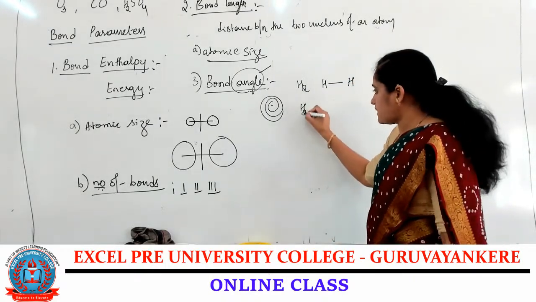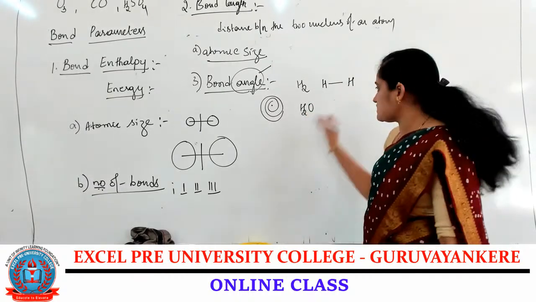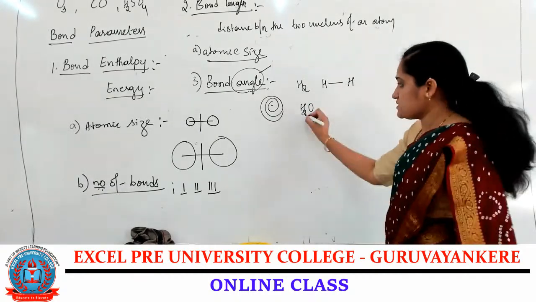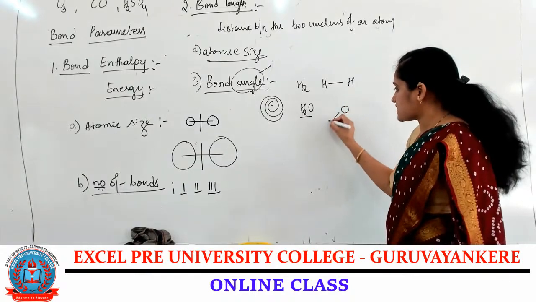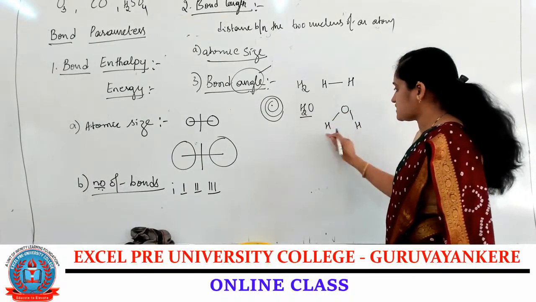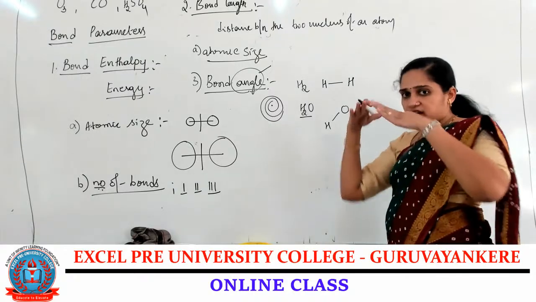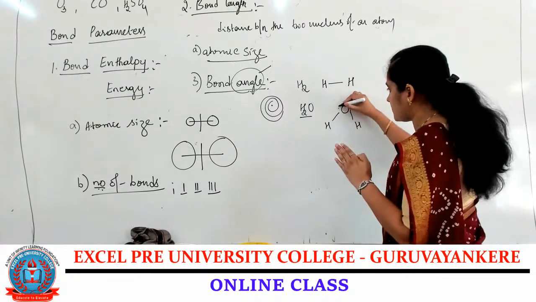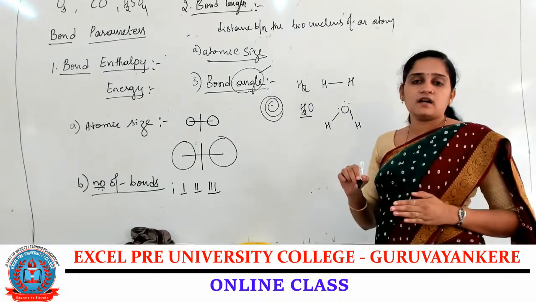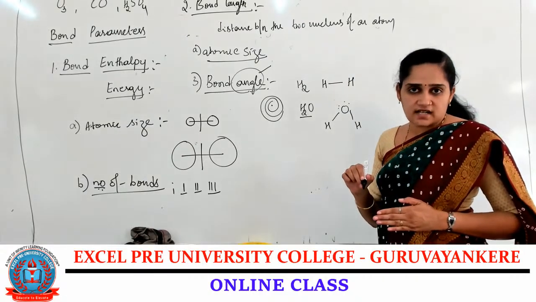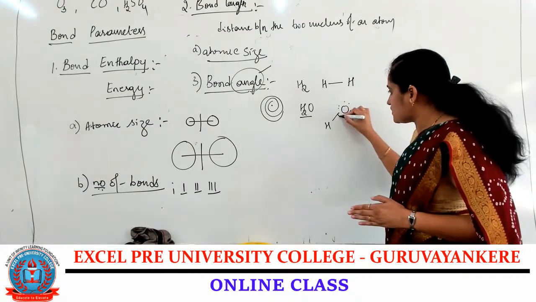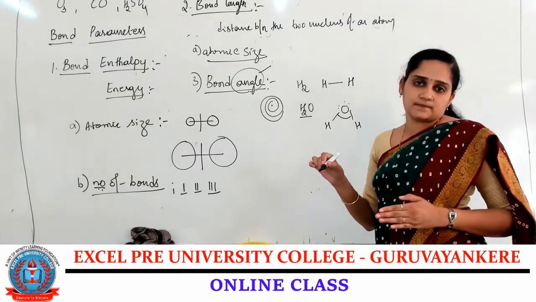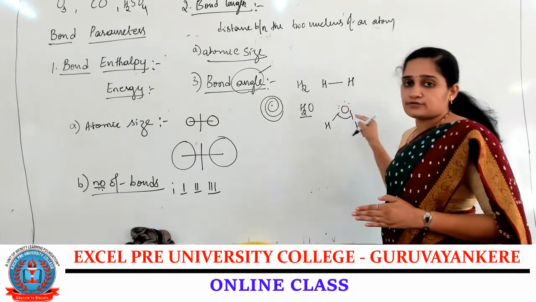If I take an example of H2, this one is a linear molecule. In the case of H2O, oxygen is present at the center and hydrogen is present at the two ends. We write a bent-like structure because of the presence of lone pair of electrons and bond pair of electrons on the oxygen atom. So HOH is nothing but the bond angle of water.